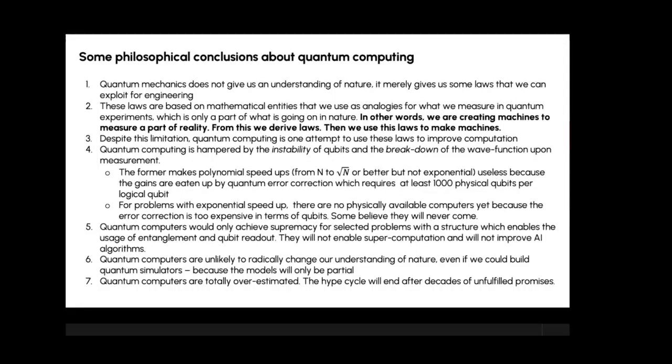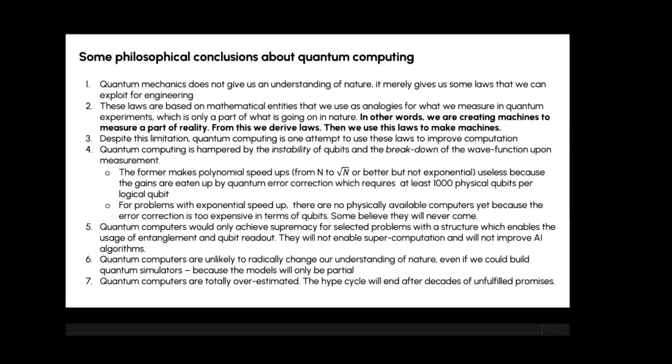So let's first do the philosophical conclusions. I think that quantum mechanics does not give us an understanding of nature. It merely gives us some laws that we can exploit for engineering. These laws are based on mathematical entities that we use as analogies for what we measure in quantum experiments.